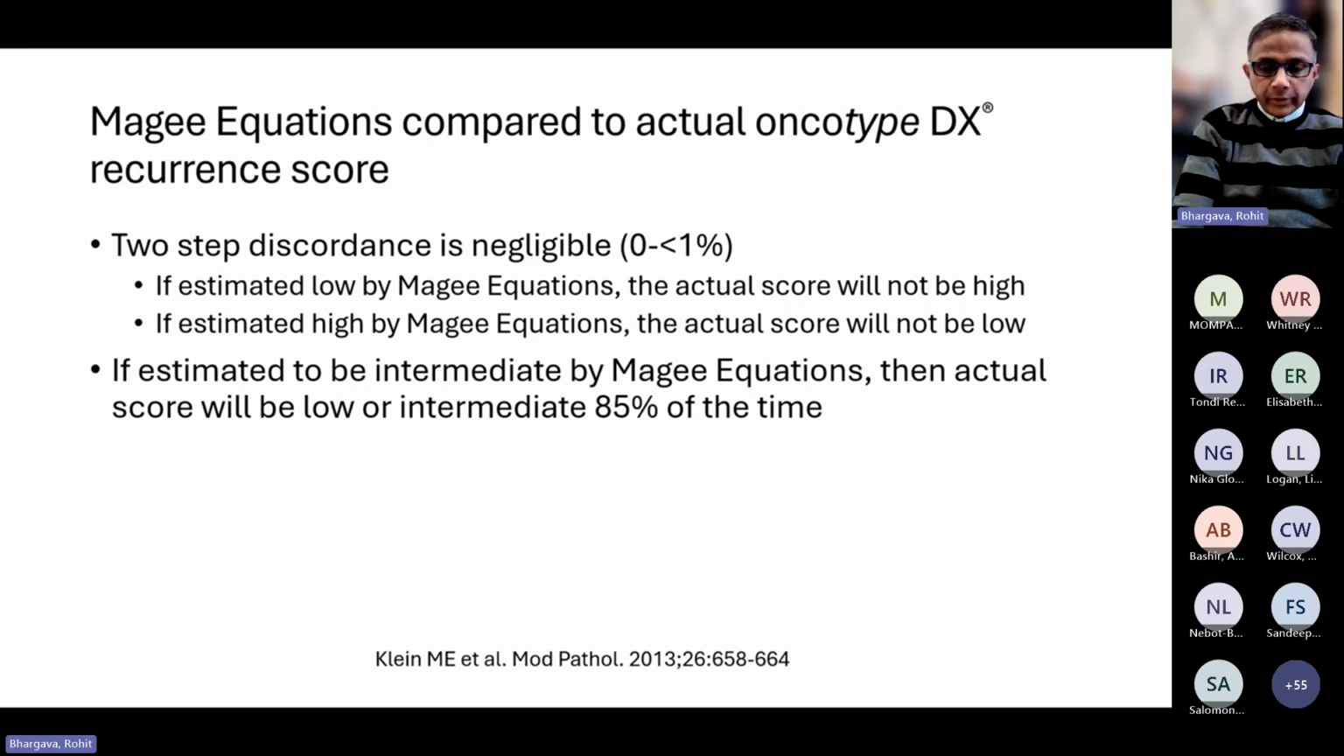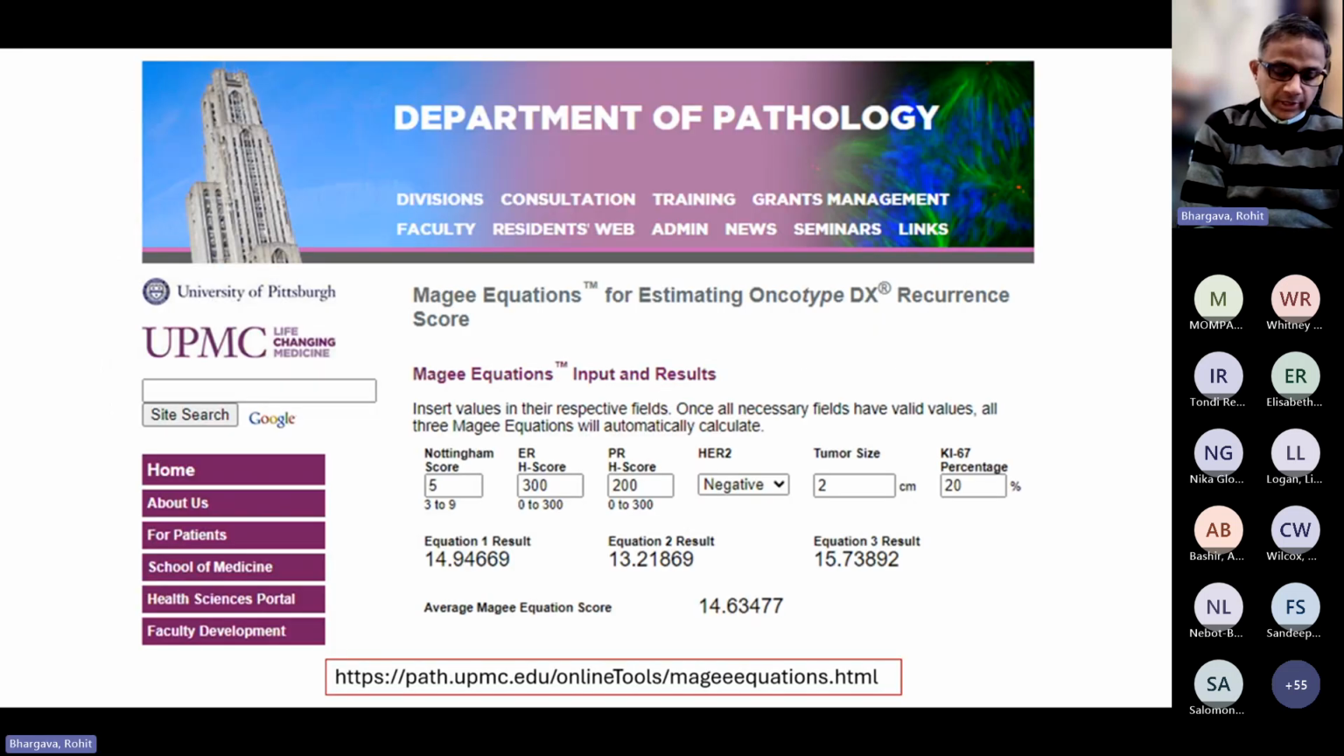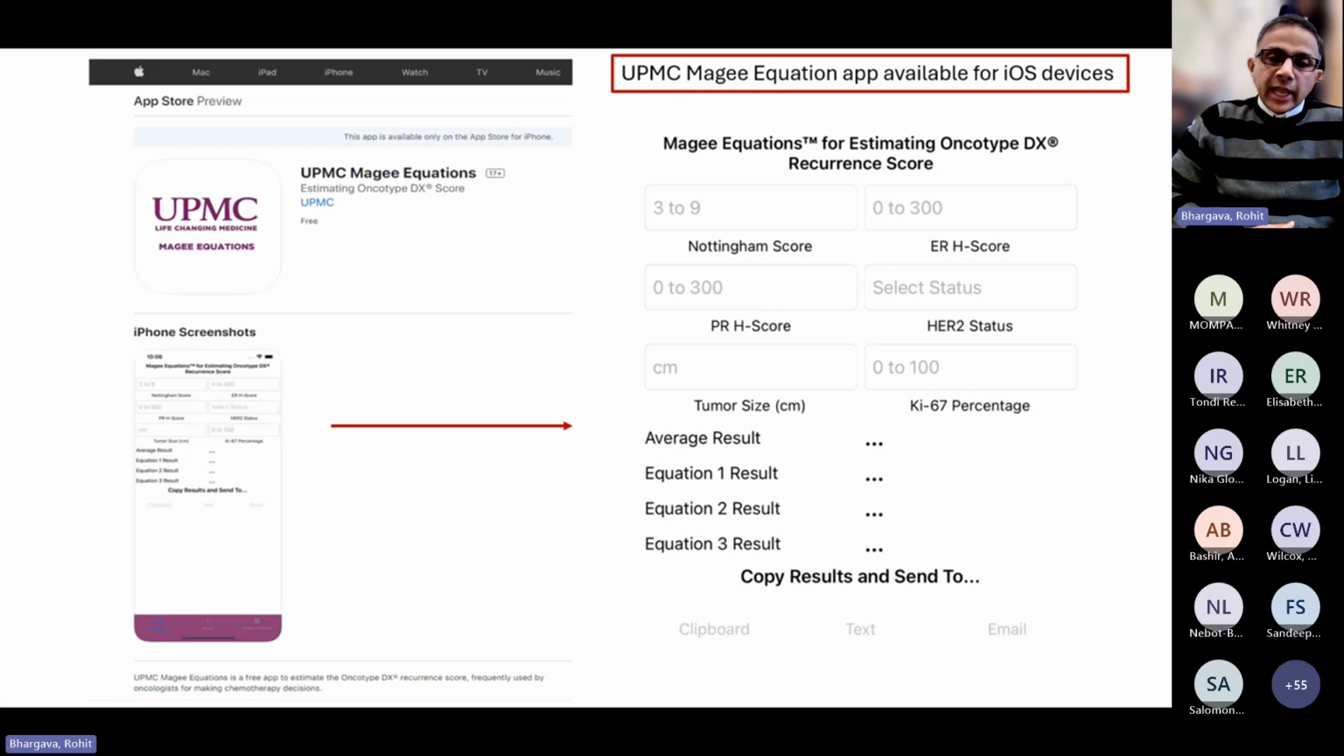And right after the publication, we put these out on the website for free for anyone to use. And here is an example showing a well-differentiated invasive carcinoma with strong ER positivity, moderate PR reactivity, HER2 negative, 2 centimeter with Ki67 proliferation index of 20%, will have a score less than 18 by all three equations. So quite helpful in making clinical decisions. And a couple years later, we also had the app, which is still available on iOS devices on App Store, if someone is interested in downloading it.